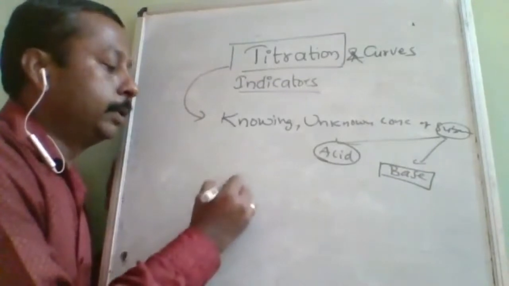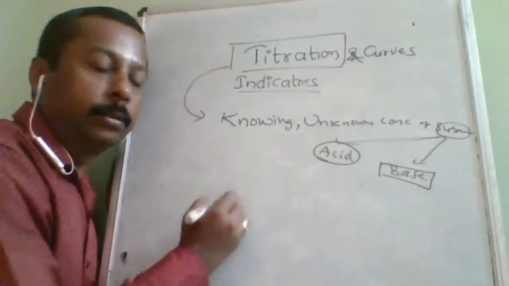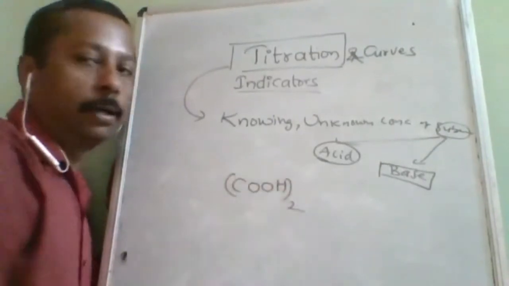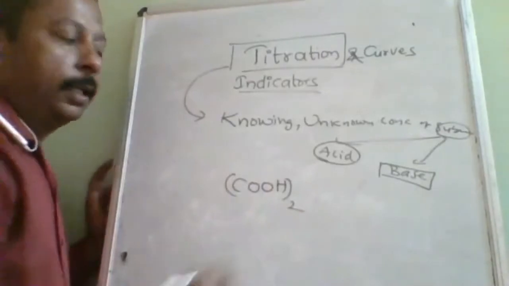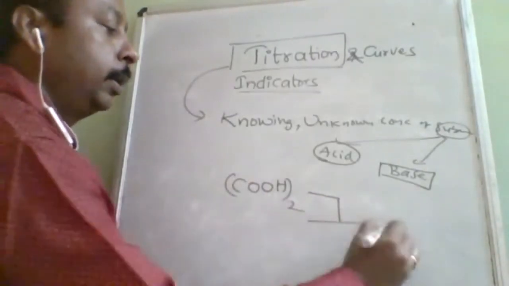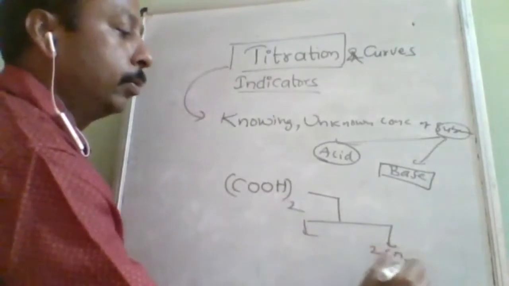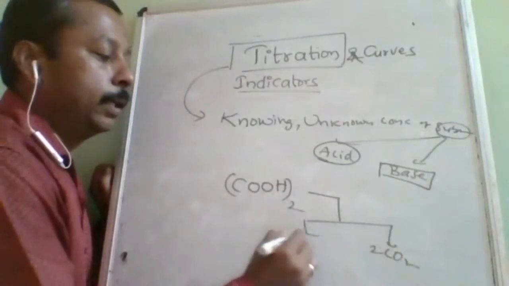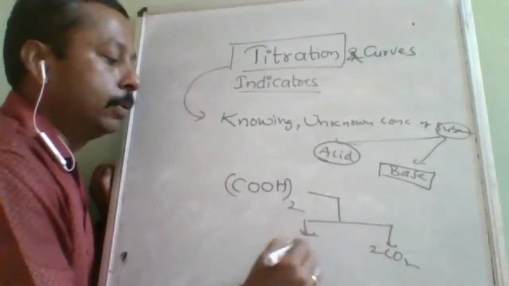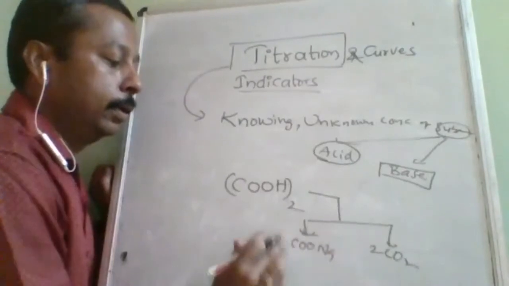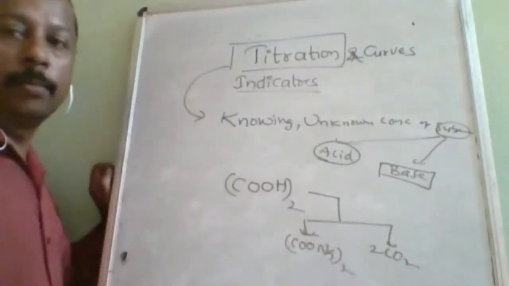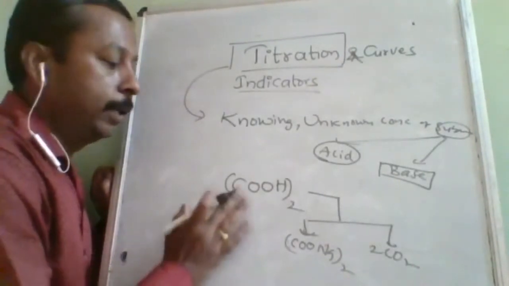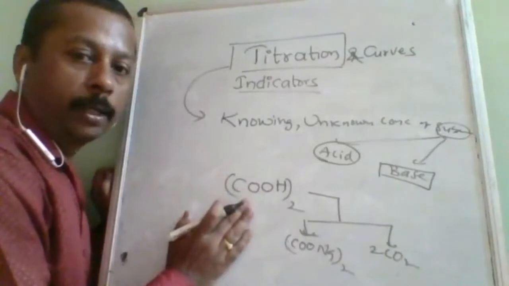Now, there are certain times when both options are available. One beautiful example for that is oxalic acid. When oxalic acid undergoes a reaction to form 2CO2, it is one type of titration. If it forms (COONa)2, it is another type of titration. Both reactions are carried out by the same reactant, but the product is different.